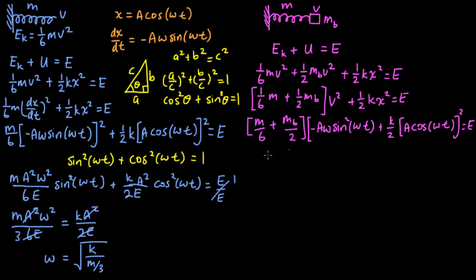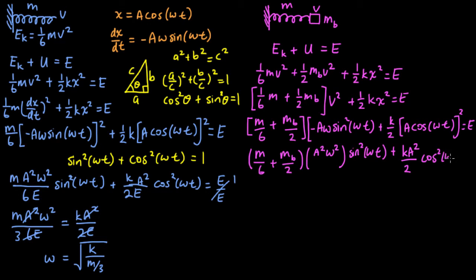Now let's try to make this equation look like the equation in yellow. m over 6 plus m sub b over 2 times a squared omega squared sine squared omega t plus k a squared over 2 cosine squared omega t equals E. And when we divide both sides by E, this becomes 2E, and we'll divide this by E. So this part right here and this part right here equal 1, and they equal each other.